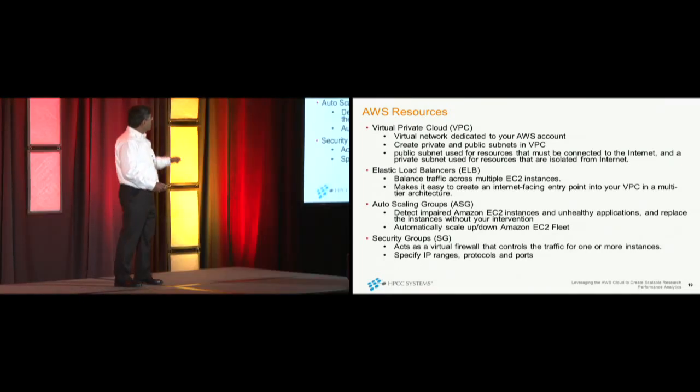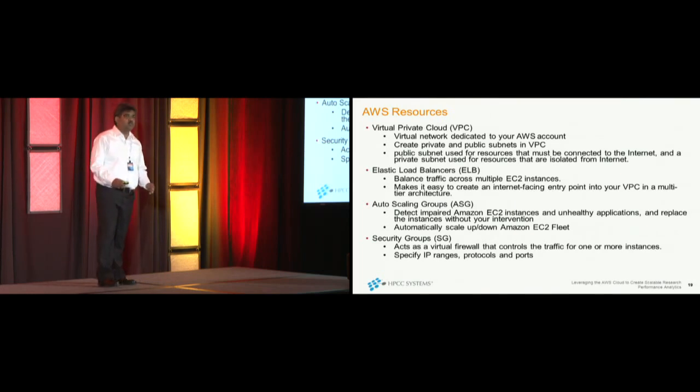Virtual private cloud is a virtual network that is dedicated to your AWS account and completely isolated from all other networks within AWS. You can have private or public subnets within your VPC. A typical use case is to put all the infrastructure components in a private subnet and put only the components that you want to expose to the internet on the public subnet.